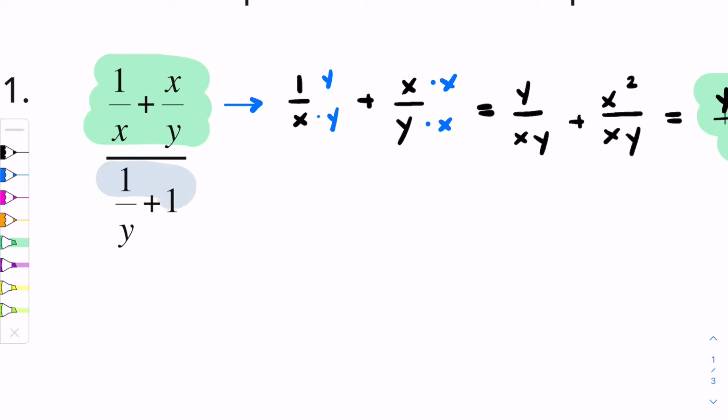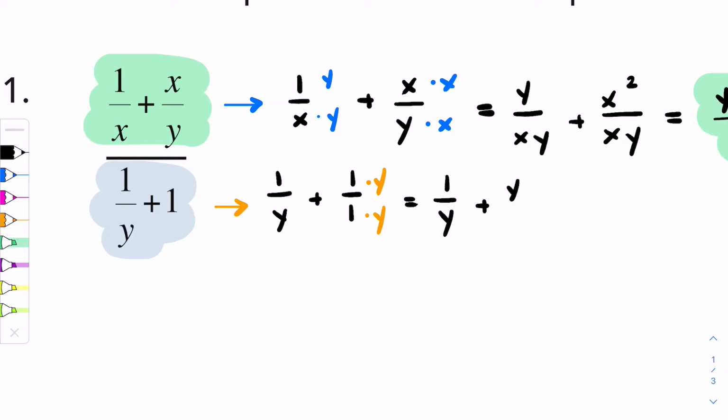Next, we have to repeat the process with our denominator. Our denominator has a fraction plus a whole number. So we currently have 1 over y plus 1, which is 1 over 1, and I'm going to write that because we're adding fractions. The second expression has to be multiplied by y over y, which gives us 1 over y plus y over y. And that simplifies to 1 plus y divided by y.